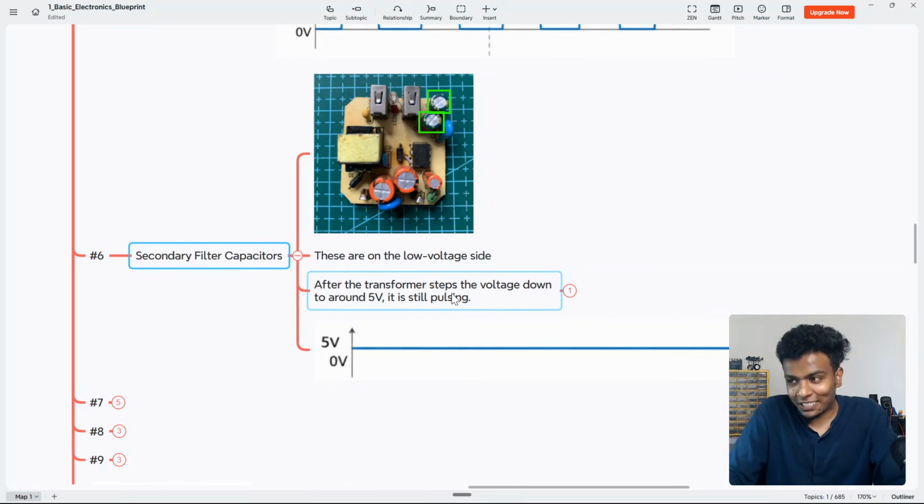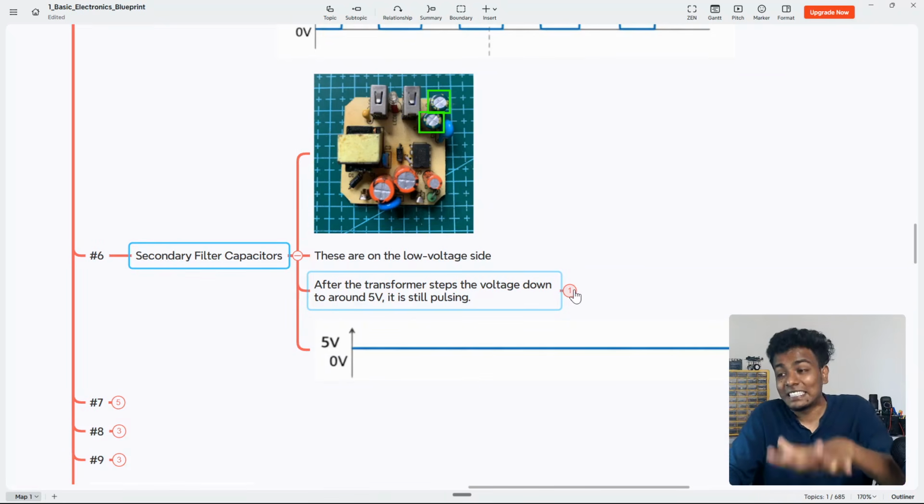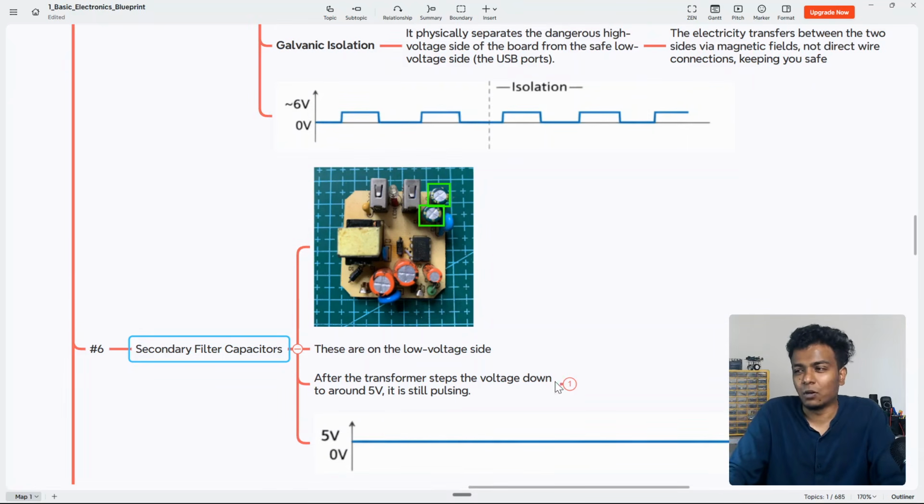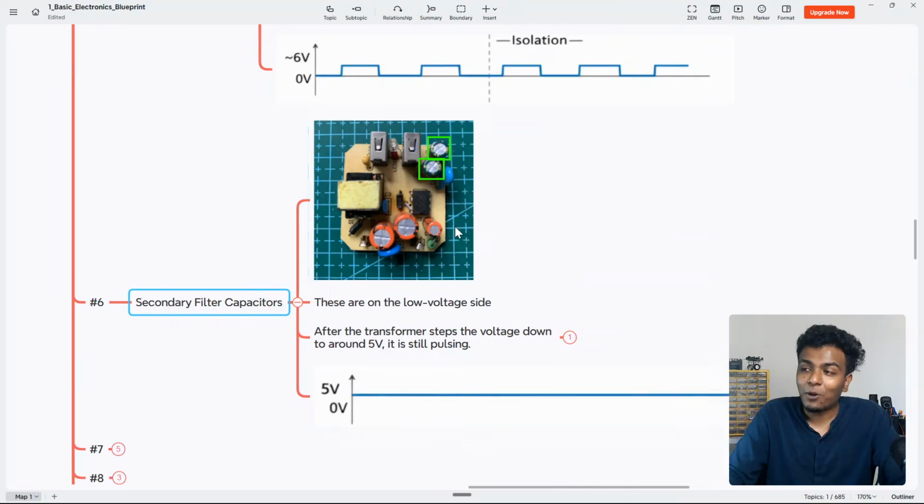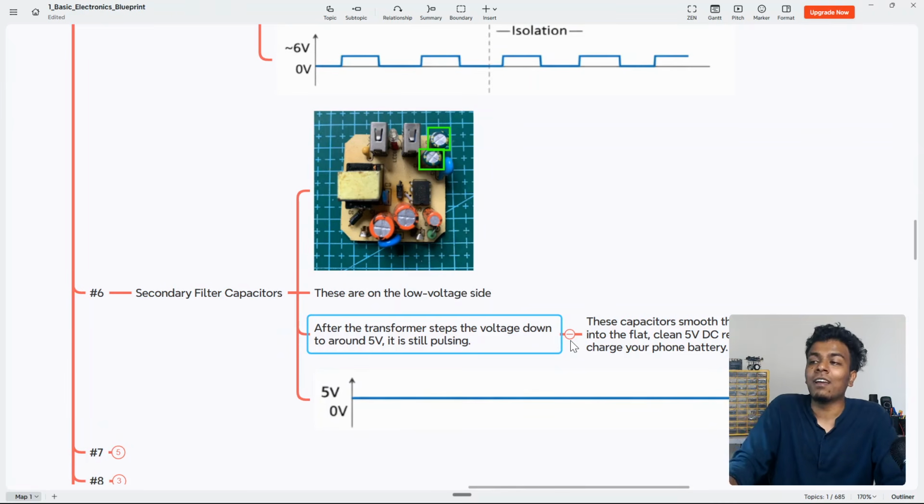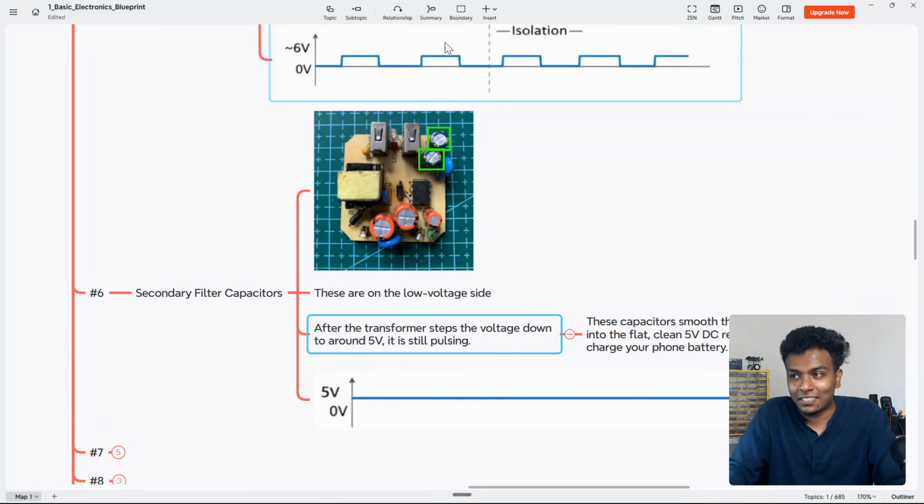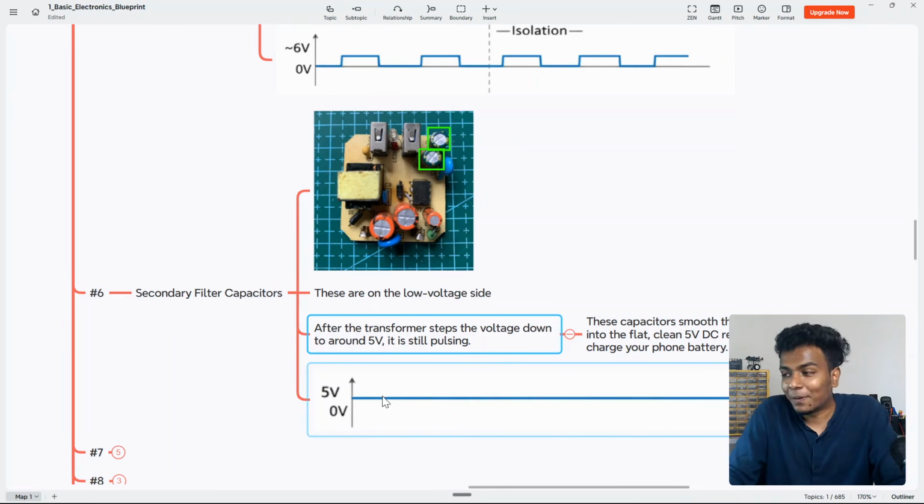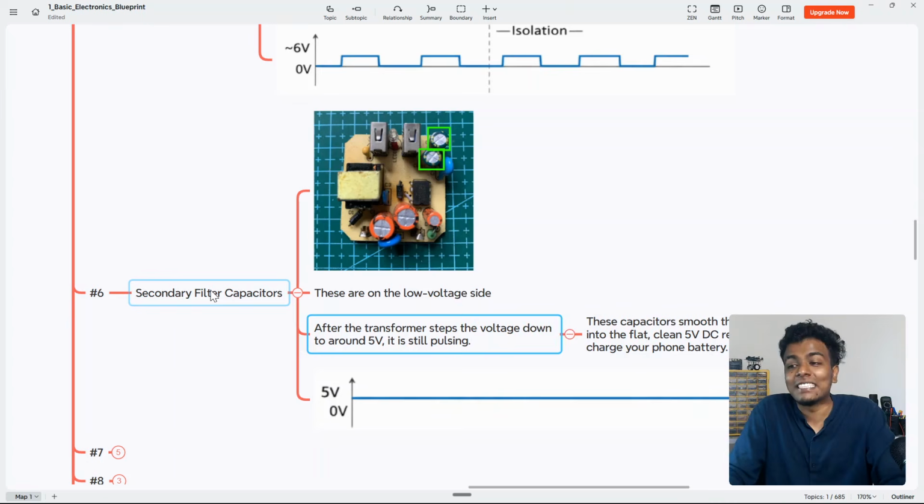After the transformer steps down the voltage to 5 volts, it is definitely still going to be pulsating. Pulsating means some kind of ramps or noises will be there. So putting secondary capacitors on the lower voltage side helps convert the pulsating 5 volt DC to the purest form of DC. What do you mean by the purest form of DC? How can it be represented? It can be represented as a straight line. That is what the secondary filter capacitor is going to do on the next side.